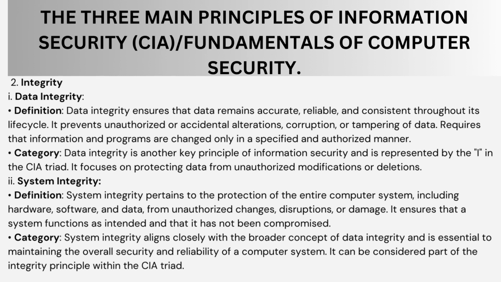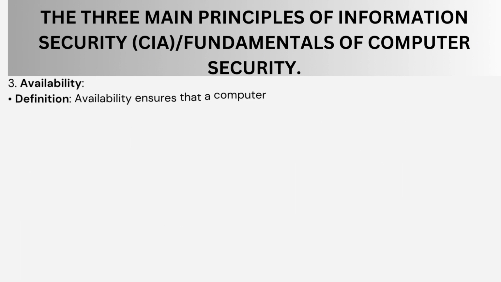System integrity pertains to the protection of the entire computer system, including hardware, software, and data, from unauthorized changes, disruptions, or damage. It ensures that a system functions as intended and has not been compromised. System integrity aligns closely with the broader concept of data integrity and is essential to maintaining the overall security and reliability of a computer system. It can be considered part of the integrity principle within the CIA triad.